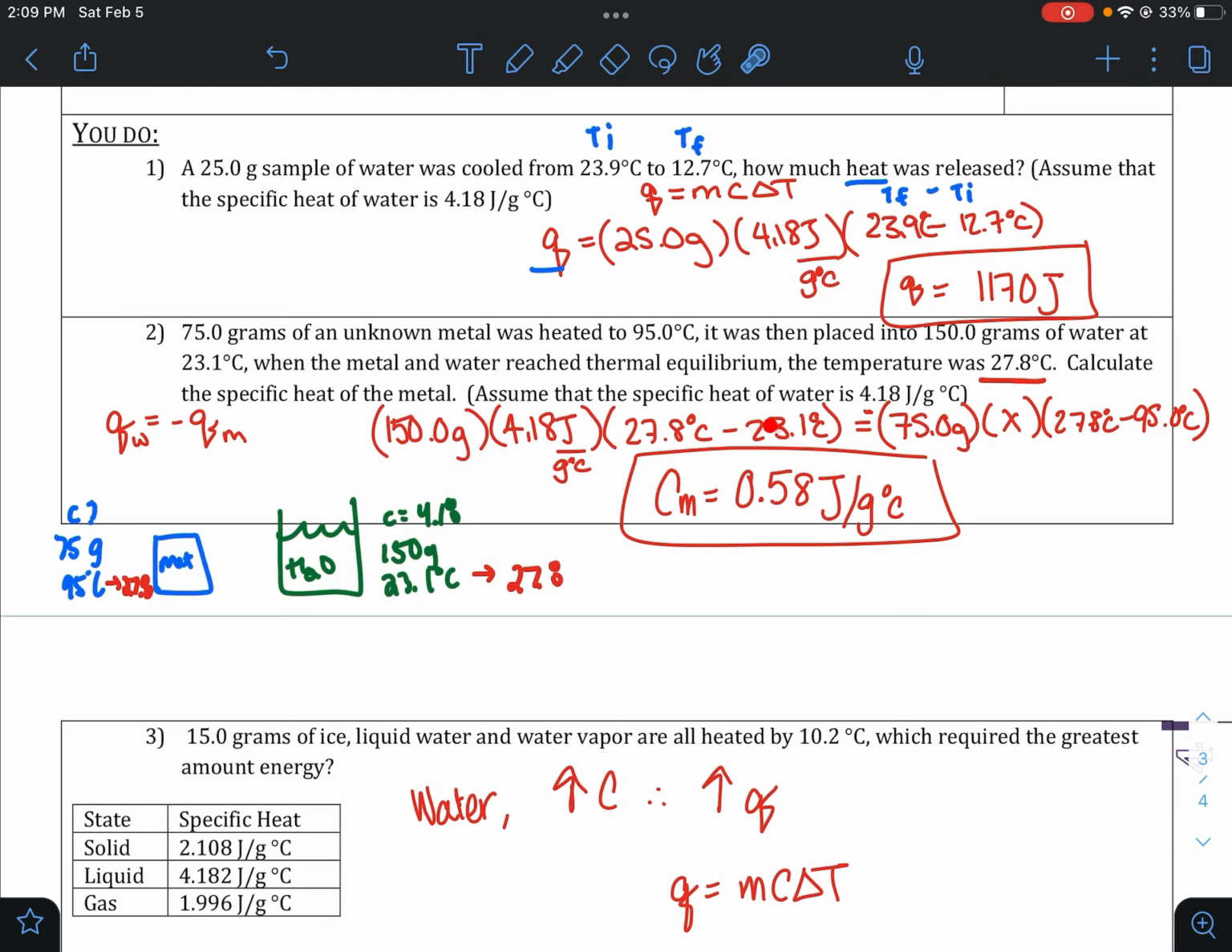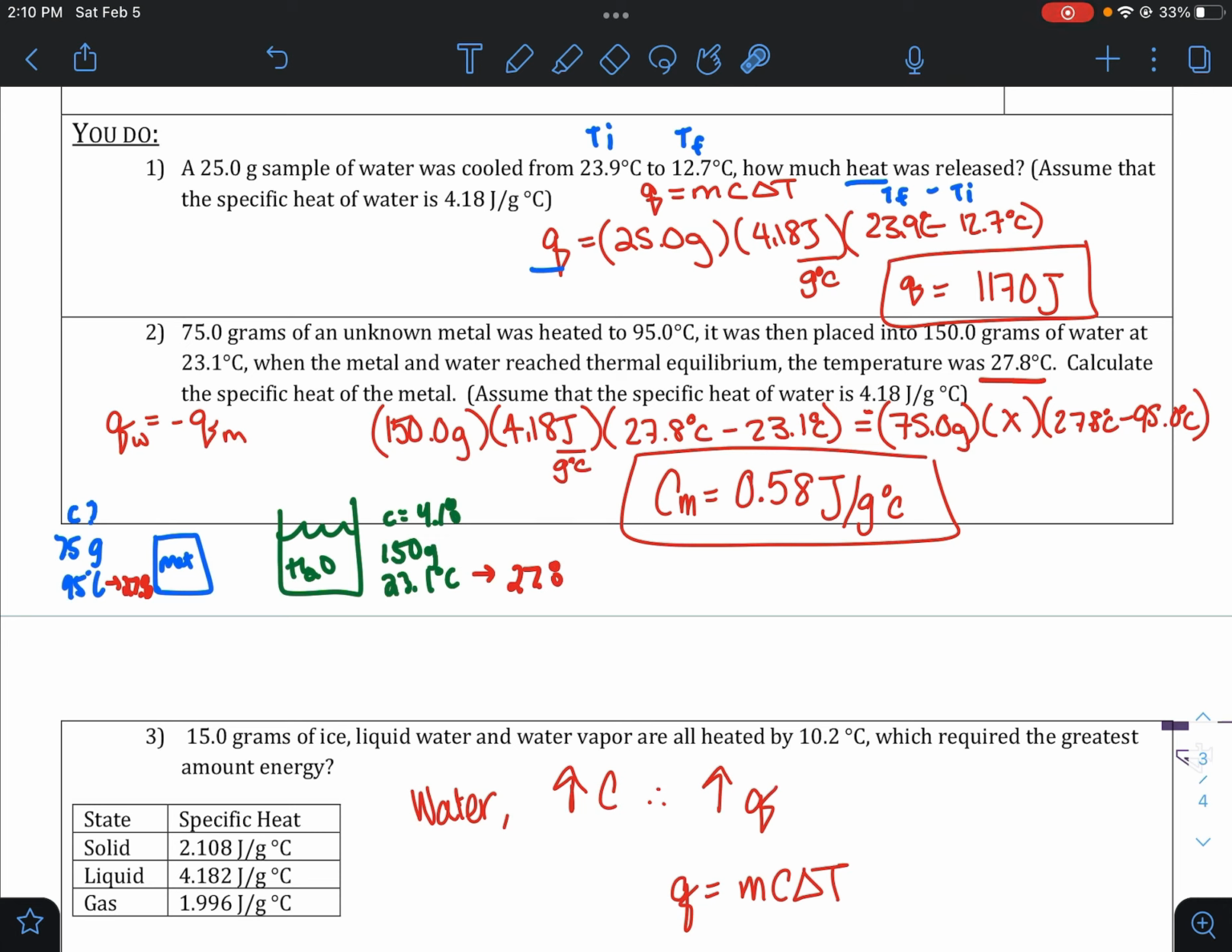Over here we have the Q of the water, so 150 grams, its specific heat capacity, C, delta T. We started at 23 and we went up to 27. On the other side, 75, we're looking for C, and that's our delta T. Now this just turns into algebra.